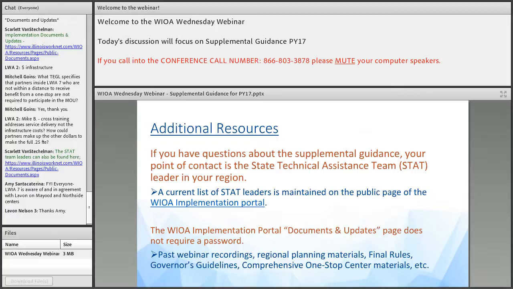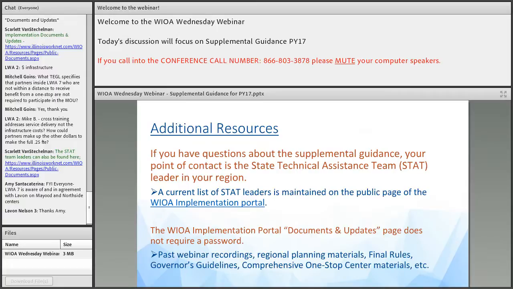Okay, I don't see any other questions at this time. The other resource for you as you go through your negotiations is on the WIOA implementation portal. There's a documents and updates page. It does not require a password. That's where you'll find the final rules. You'll find all the webinar recordings, so these are archived. Regional planning materials, they have their own section. Final rules of WIOA, you can link to those. Governor's Guidelines, Revision 2, and all the documents that go along with that. And the Comprehensive One-Stop Center materials and certification.